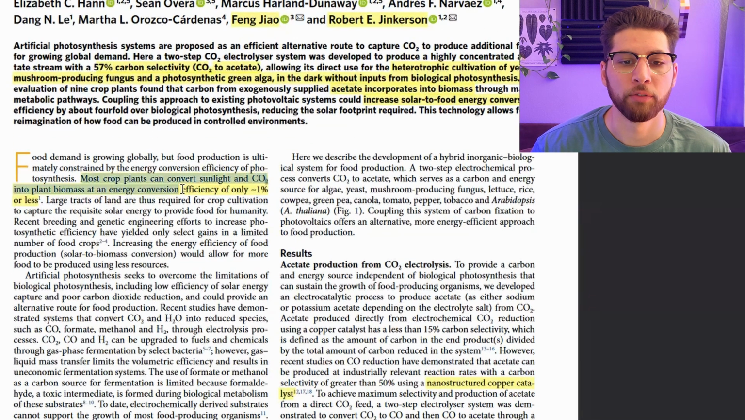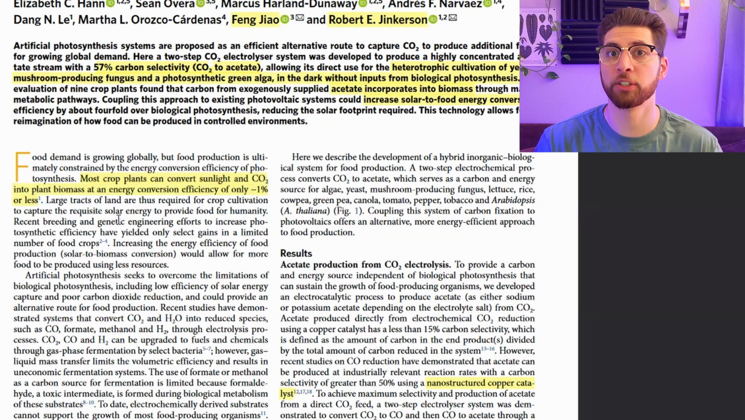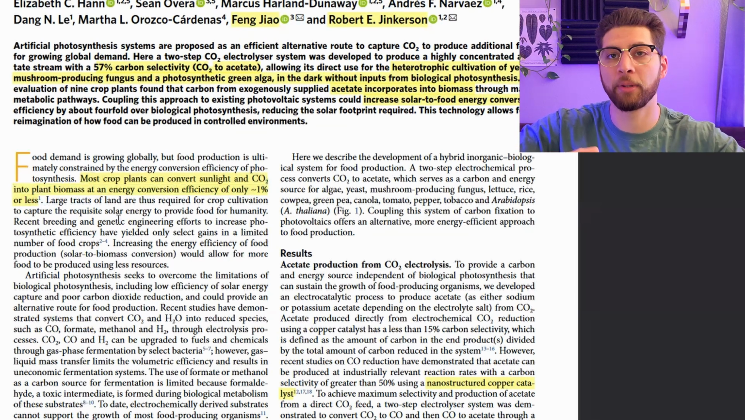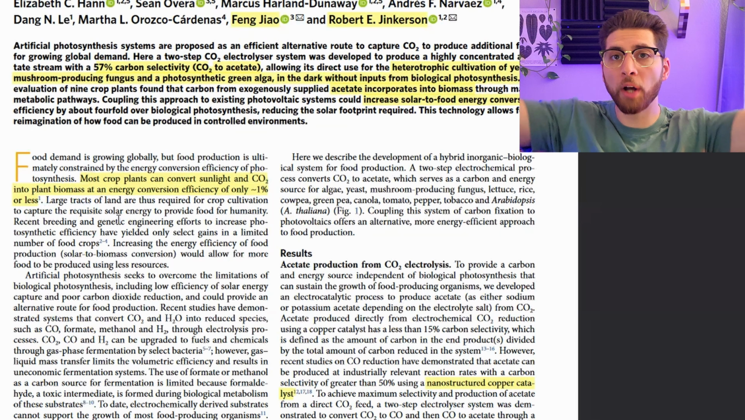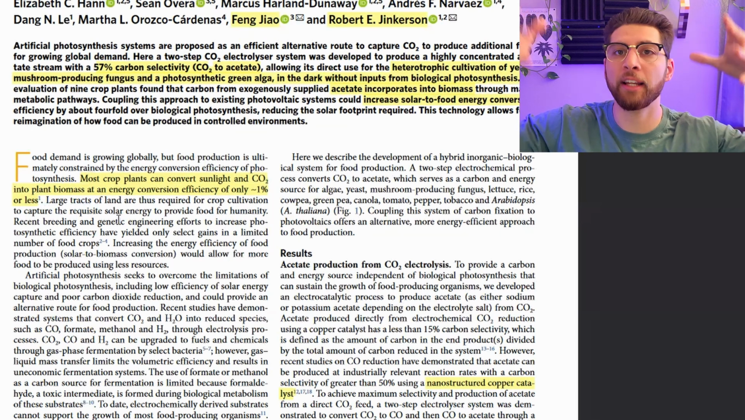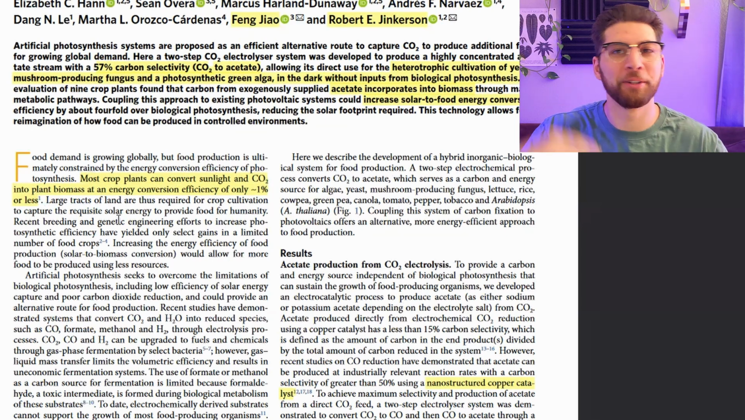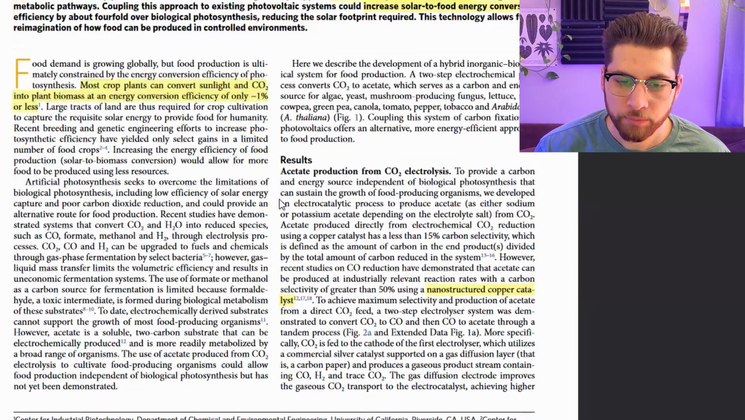Most crop plants can convert sunlight and CO2 into plant biomass at an energy conversion efficiency of only 1% or less. So this is energy conversion efficiency. So given a square foot of land that a plant can grow on, only 1% of the light energy that comes in is actually converted to our food, which is terrible. Hopefully we can bump that number up.